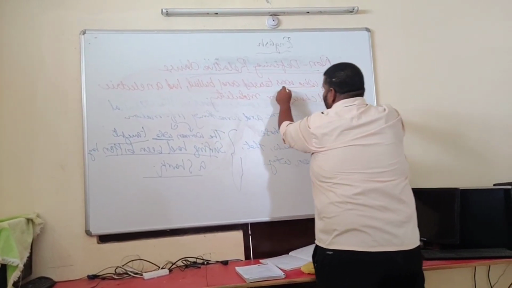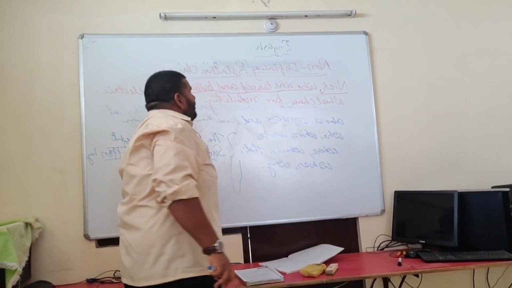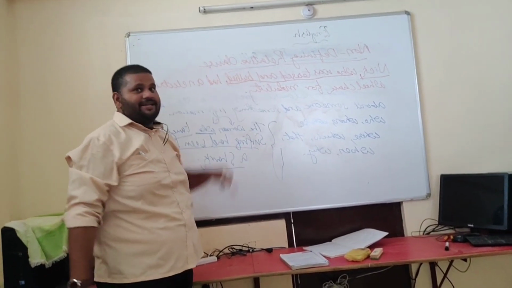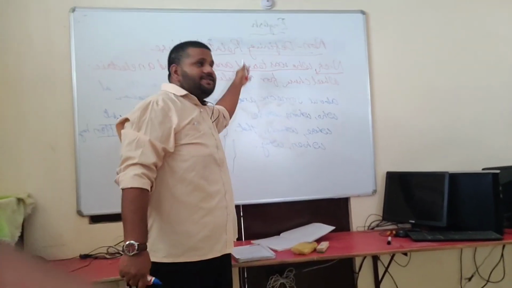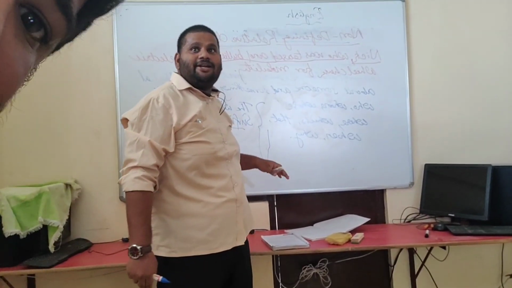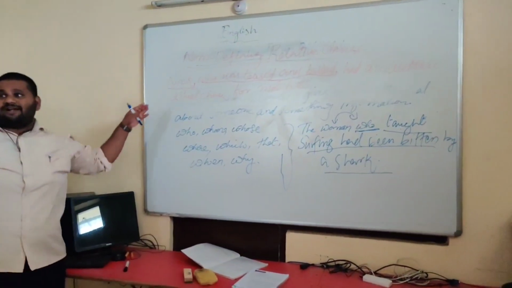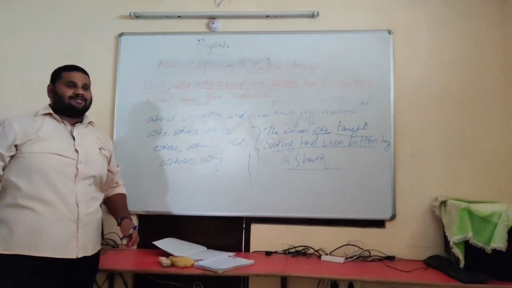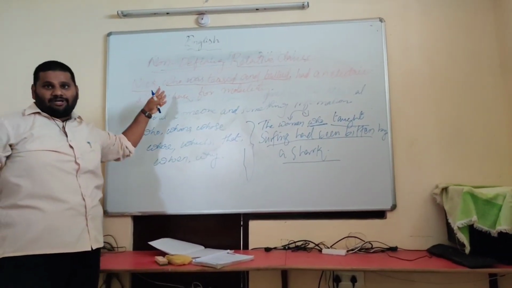Then the relative clause starts, and here the second comma will be: who was teased and bullied had an electric wheelchair. So this is what is called a non-defining relative clause. This is the thing we have to learn from this lesson, students. You have to understand what is a defining and what is a non-defining relative clause.